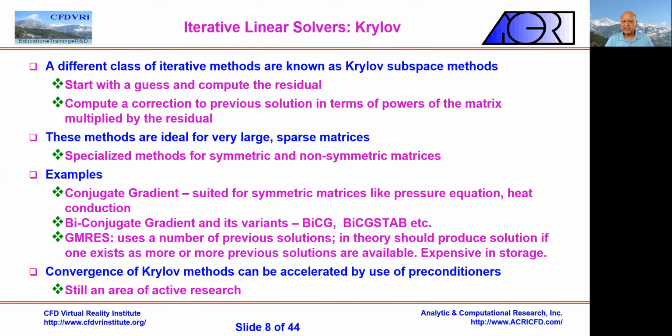So these methods are very ideal for large sparse matrices, and they can be specialized for symmetric or non-symmetric matrices. Perhaps two of the best examples are the conjugate gradient and GMRES. The conjugate gradient is used for symmetrical matrices such as pressure equation, heat conduction, and there is the biconjugate gradient variant, BiCGSTAB, which can be applied to non-symmetric matrices.